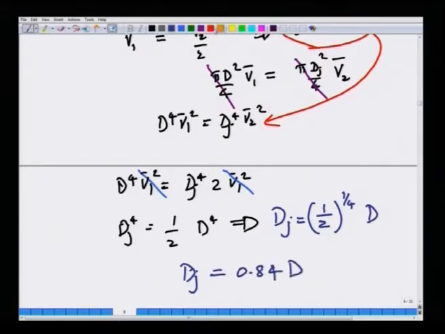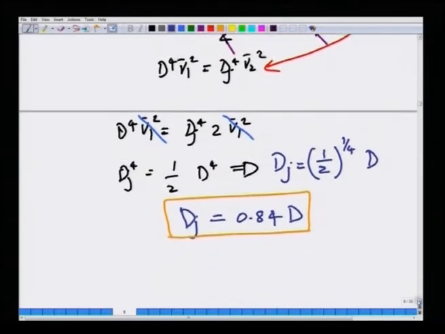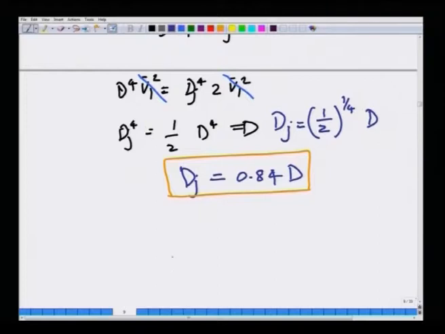This is the result from energy balance. The jet diameter is 0.84 times the tube diameter from which the jet is emerging. Now, we can also use the integral momentum balance to solve the same problem.